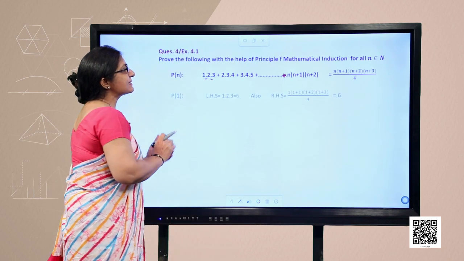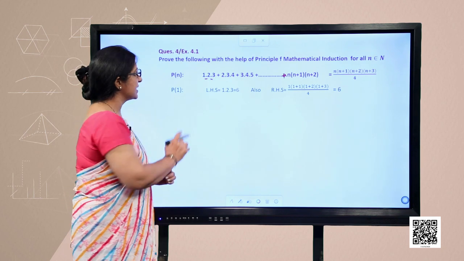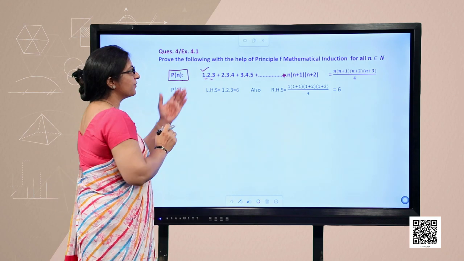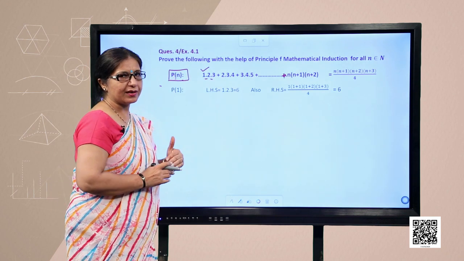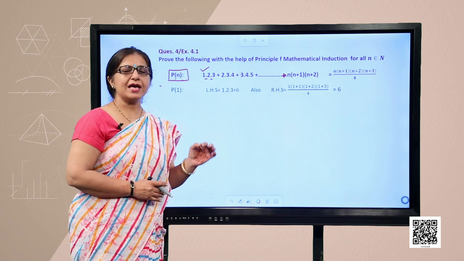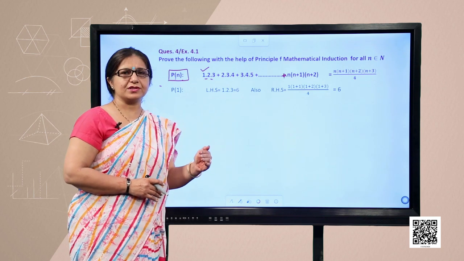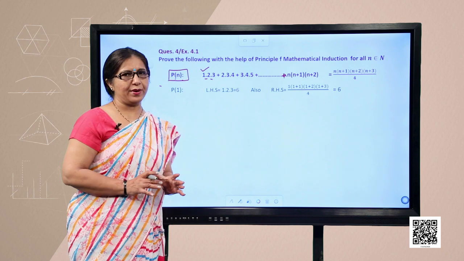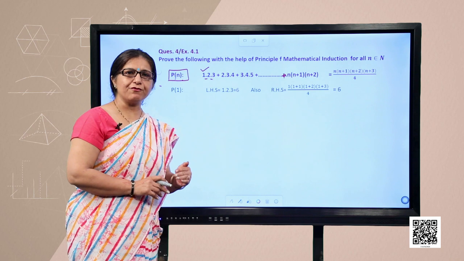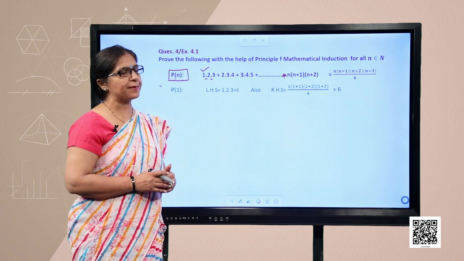Now, as this is the basic step of any mathematical induction process, we consider the statement as P(n). The first statement we name as P(n), and then the next step is to verify the statement for n equal to 1. That is the basic step. All the steps for all the questions, these three steps are common. First, prove it for n equal to 1, then assume it for n equal to k, and then prove it for n equal to k plus 1.